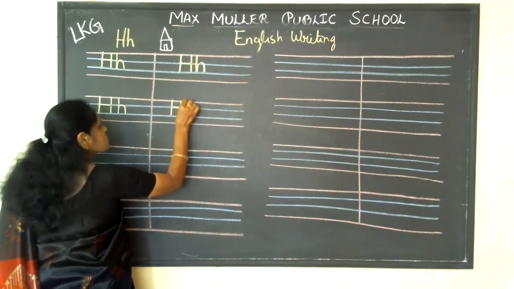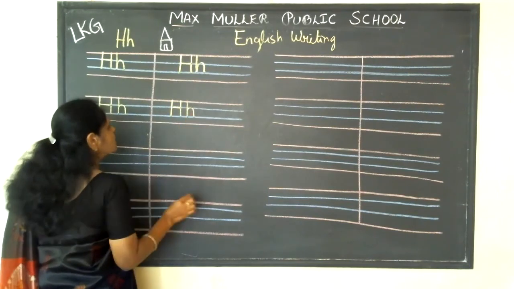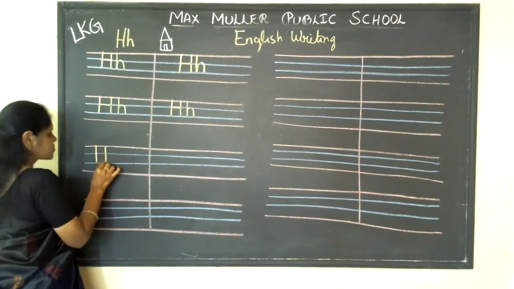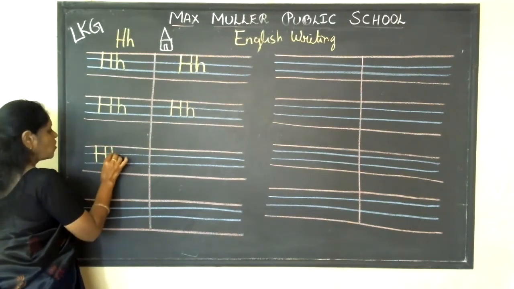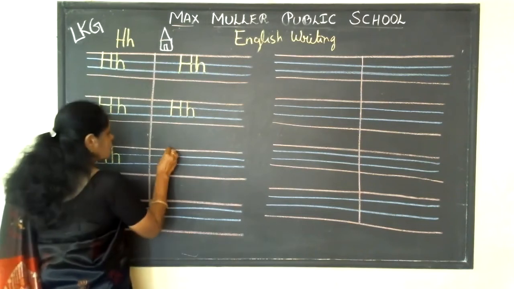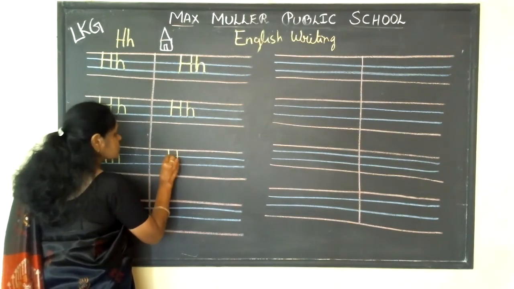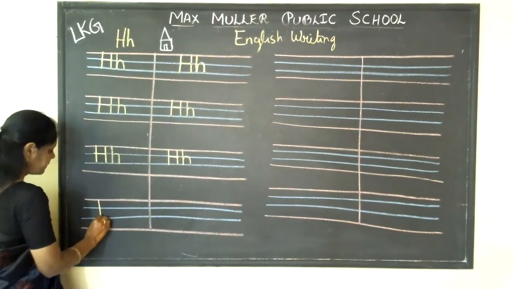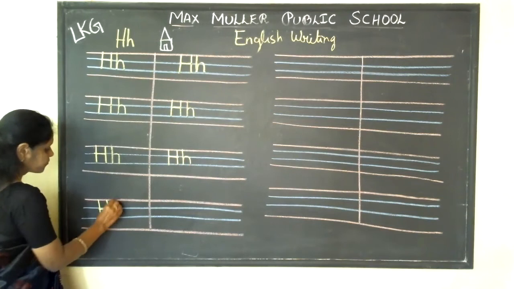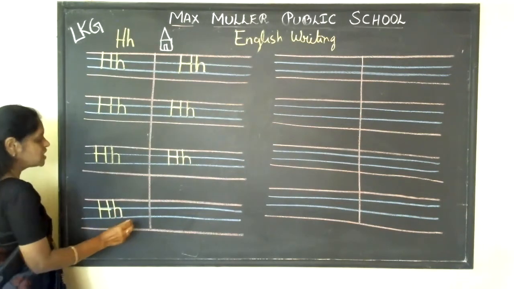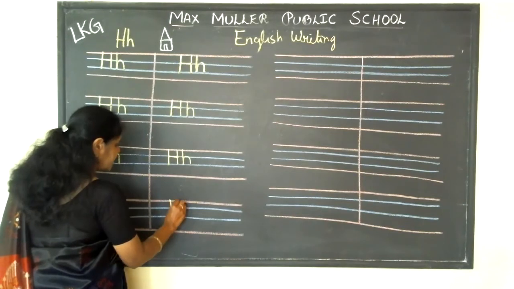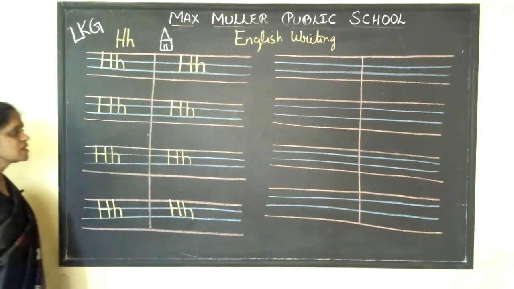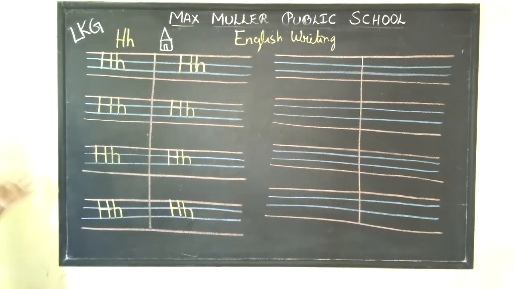Capital H, small h. See, children, you have to touch the red and the blue line.